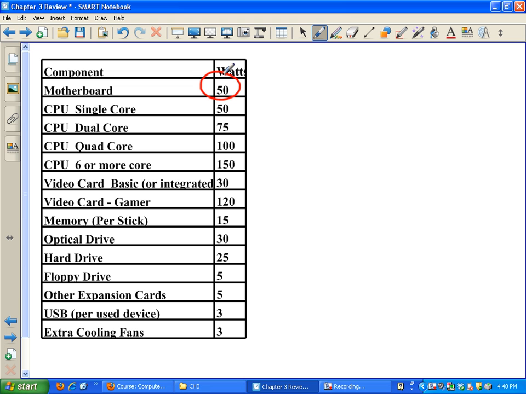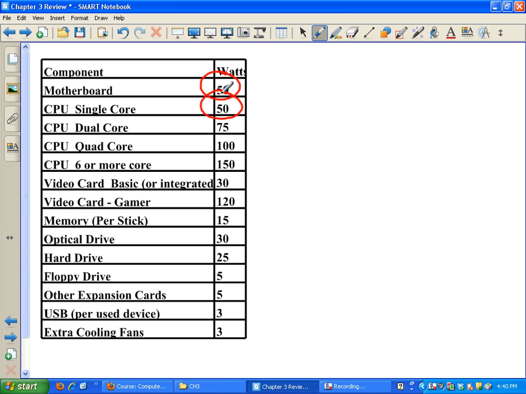And then what kind of CPU does it have? How many cores does a CPU have? In other words, how many brains does that CPU have? It helps determine how much amperage it pulls and therefore how much wattage it requires. You can see that the more cores, the more wattage. All of our PCs here at Trail are single core PCs except for some of the servers. So I'm going to circle 50. I'm going to say a typical PC here at school uses 50 watts for the CPU.